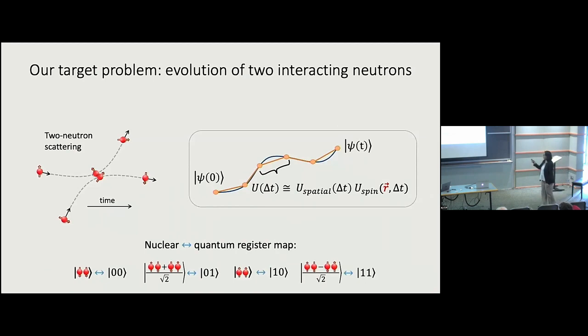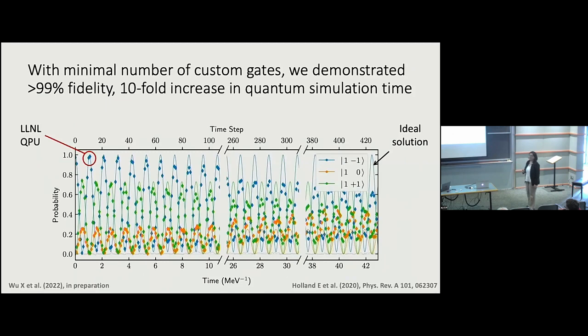So for the time being, at first, what we did was just to say, okay, let me freeze these nucleons in space, and I will just look at the dynamics of the neutrons for a particular coordinate. This is how we mapped our two-nucleon system to a system of 2 qubits. And here are the results of our simulation on the Livermore quantum testbed.